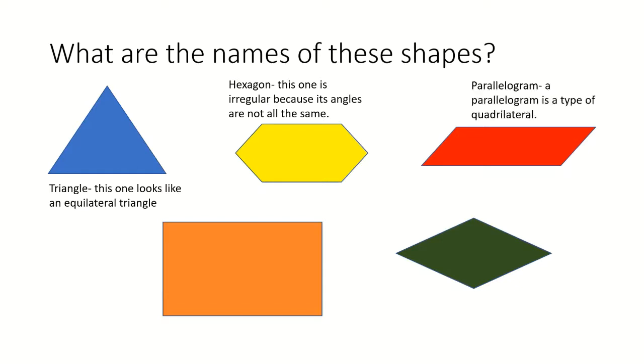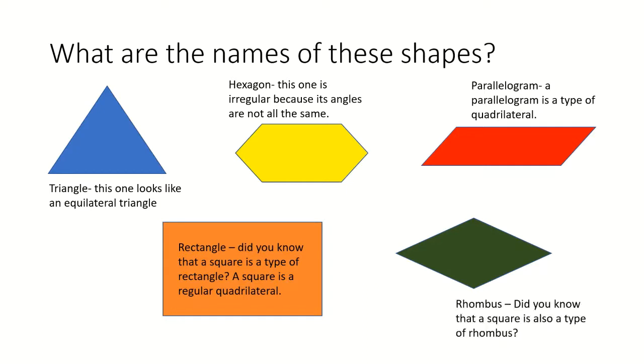This one is a parallelogram. Parallelogram is a type of quadrilateral. That means that it has four sides. This is a rectangle. Did you know that a square is a type of rectangle? A square is a regular quadrilateral. And this is a rhombus. Now, did you know that a square is also a type of rhombus?